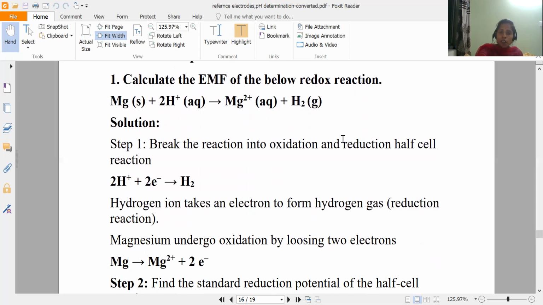They are giving the redox reaction here. This is the redox reaction: Mg plus 2H+ giving rise to Mg2+ plus H2. See here, the left side reaction is the oxidation, the right side reaction is the reduction reaction. Here Mg is giving Mg2+, 2H+ is giving H2. By adding the 2 reactions, we will get the overall reaction. So they have given the reaction here.